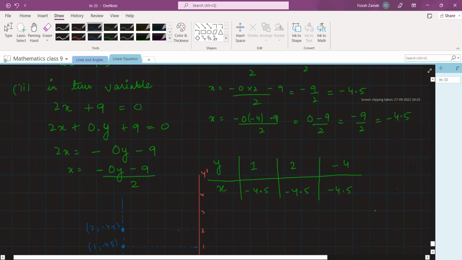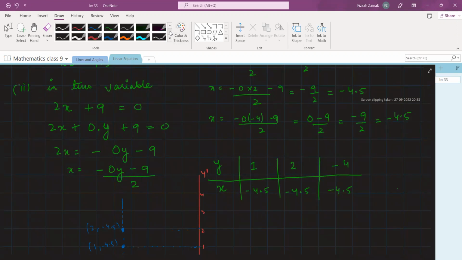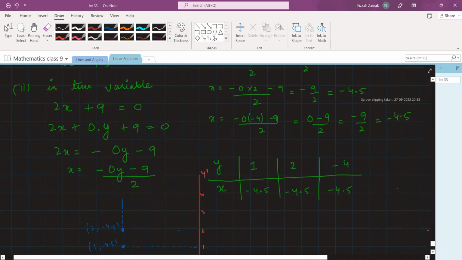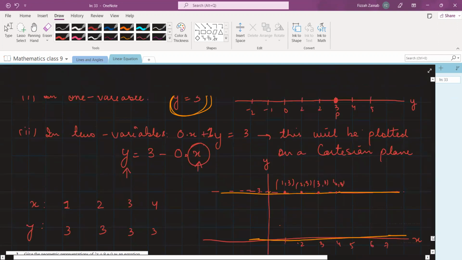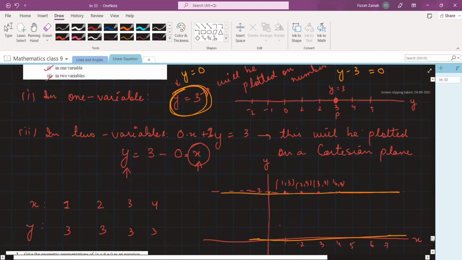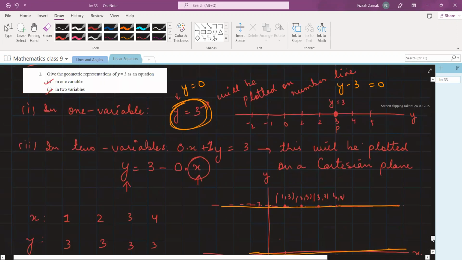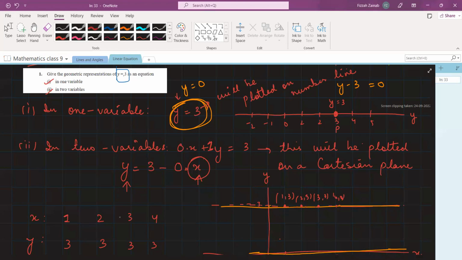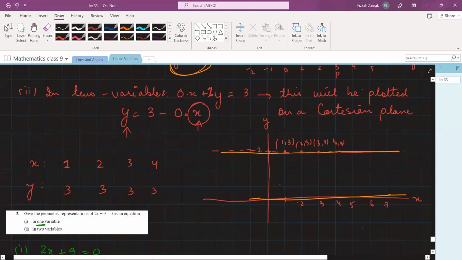Now, can you just try to analyze it a little bit? Why am I getting this 4.5 difference here? If I just go back to the first question of the exercise, if you remember, this was the question, y is equal to 3, correct? That means every point will have a y is equal to 3 value, right? So there is a line like this where y is positive 3 for every value of x. Clear?